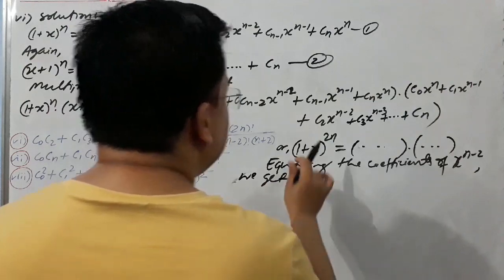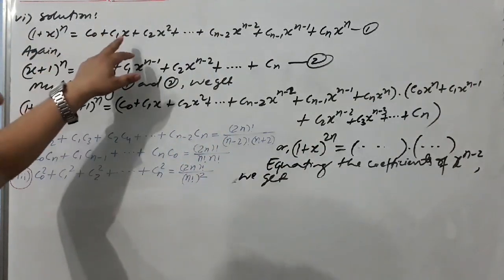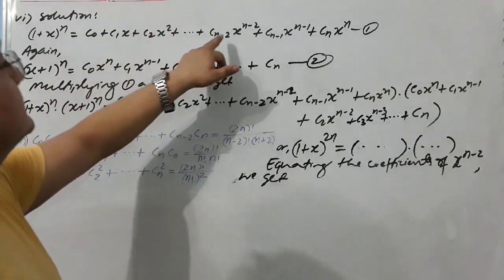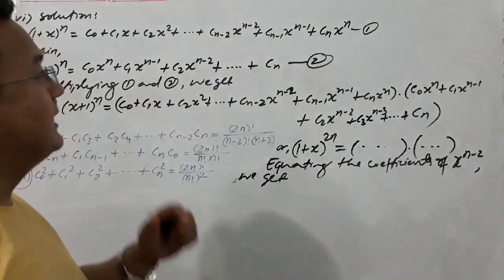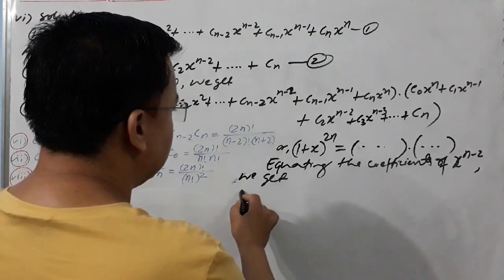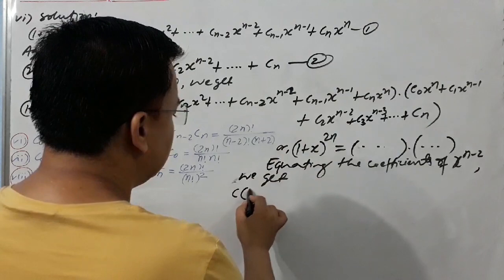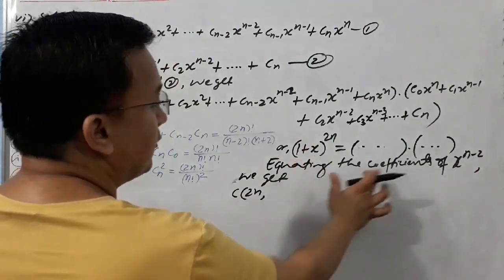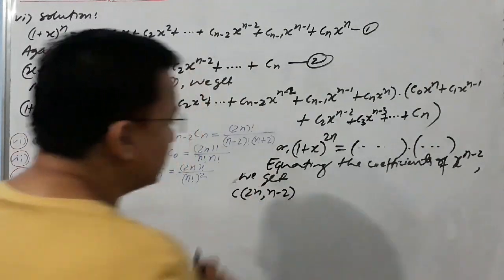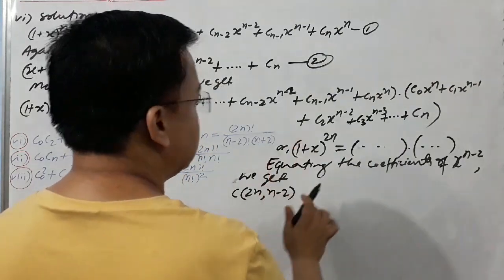(1 plus x) raised to power 2n. One interesting thing: C0 is the coefficient of x to the power 0, C1 is the coefficient of x, C2 is the coefficient of x square, Cn minus 2 is the coefficient of x raised to power n minus 2. So exactly the same here. What will be the coefficient of this one? It is C of 2n comma r, and the coefficient of x raised to power n minus 2 means r will be n minus 2 here.